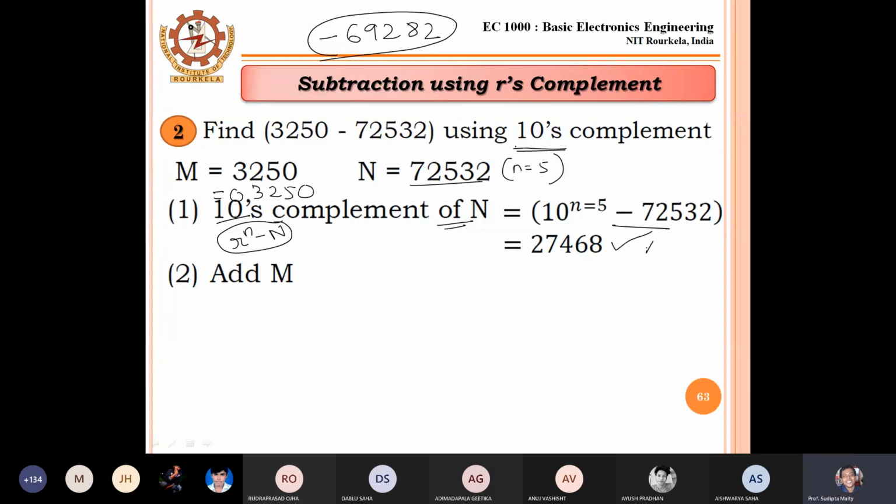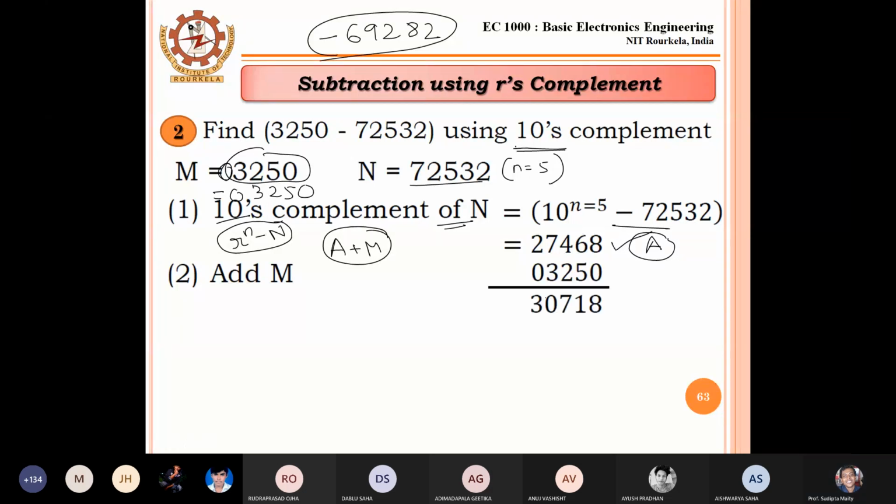Now suppose this is A, as per our assumption. Now I have to perform A plus M. M is given by this data with a zero padding. So this is M. Then you have to add those two things, and you will get this data.